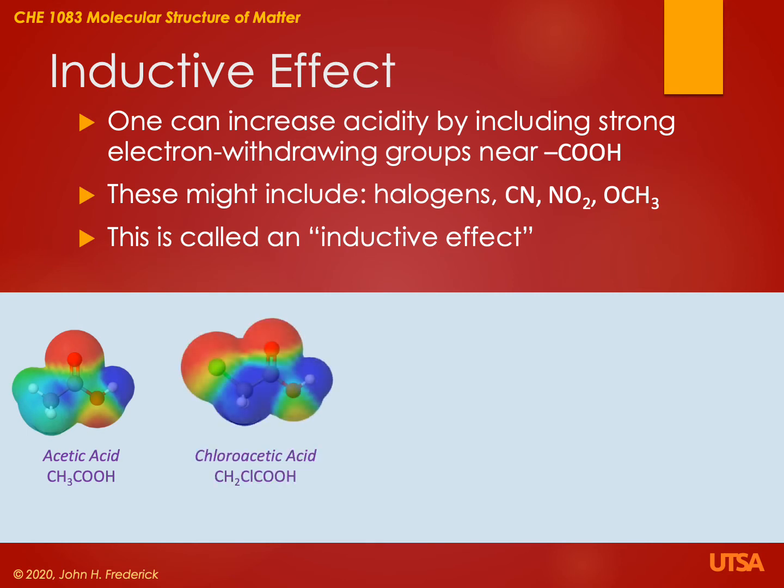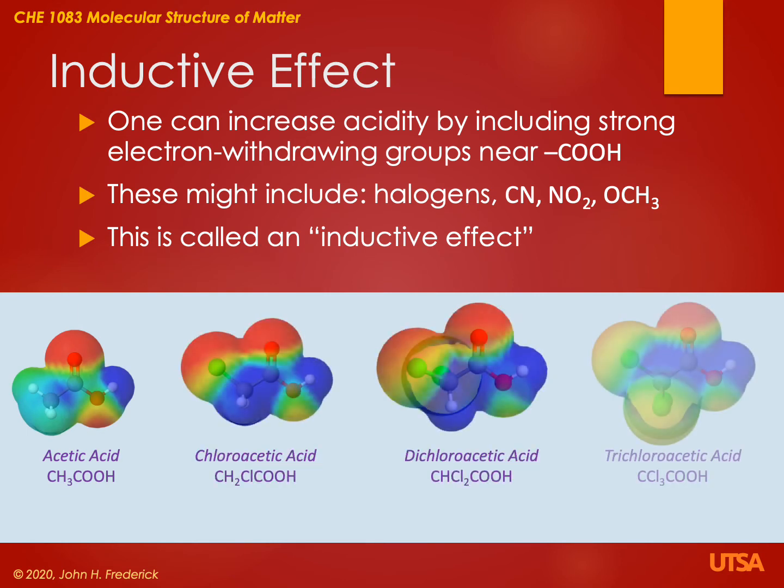So here's acetic acid, and then we might add a chlorine to the methyl group on acetic acid, 2 chlorines, or 3 chlorines. This creates a series where we've increasingly added the electron withdrawing effect of the chlorine to these acetic acids. So what would be the relative acidity in this case?